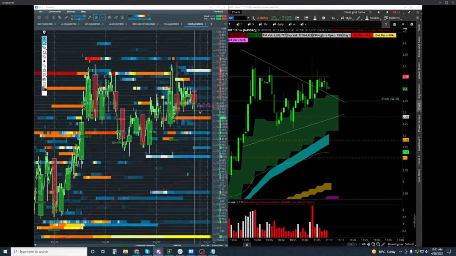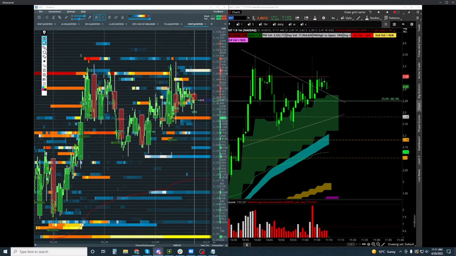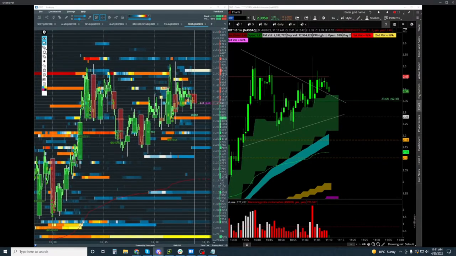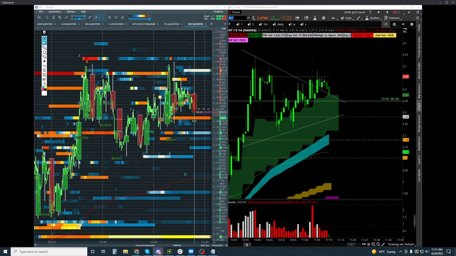Holding support at 240 to 241. As I said, I'm looking for a fake out of this 255 to short. $235 support. Remember, this is also a Fib level.